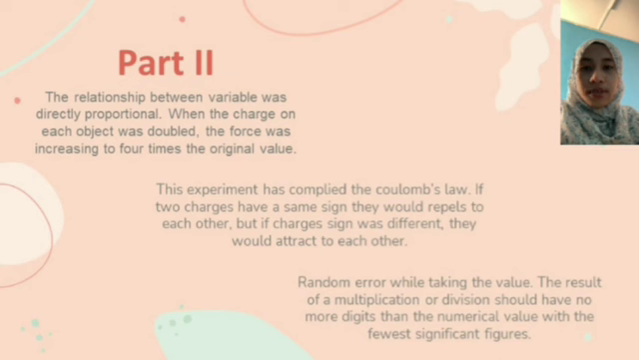Random error happened while taking the values. The result of multiplication or division should have no more digits than the numerical value with the fewest significant figures.